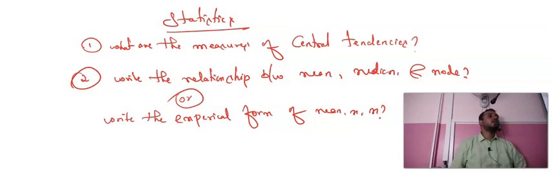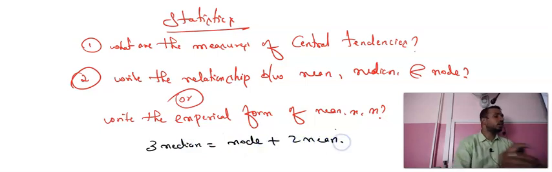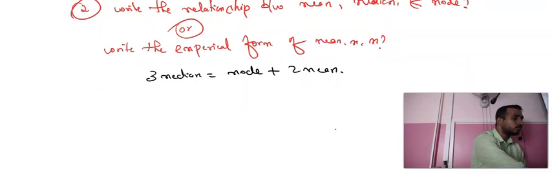So what is the formula we have? 3 median is equal to 1 mode plus 2 mean. So this is the empirical relationship between mean, median and mode.